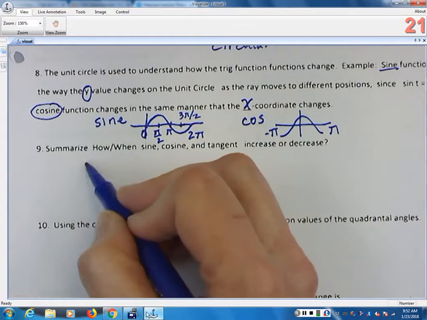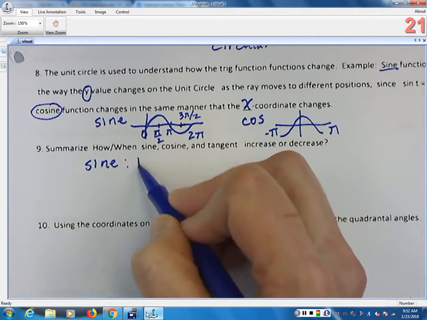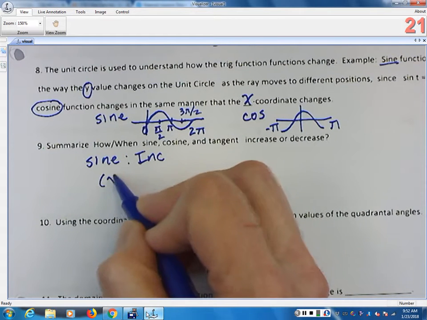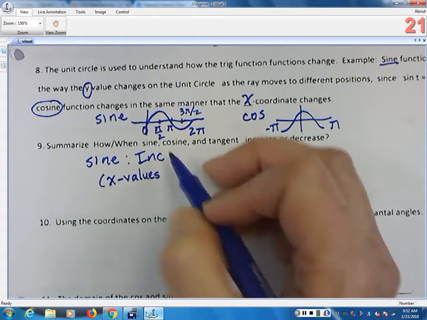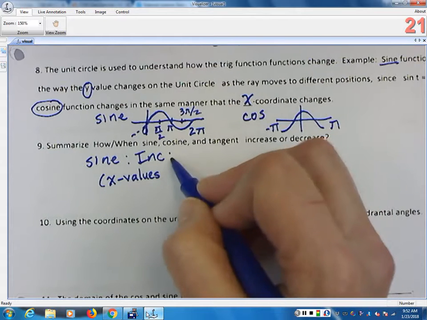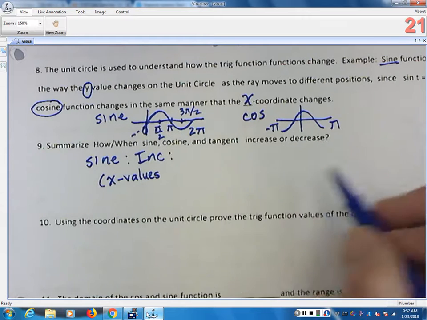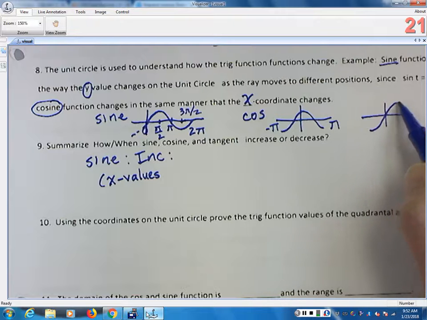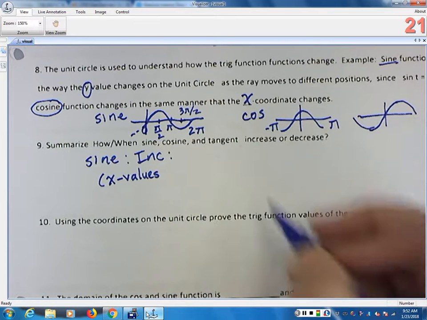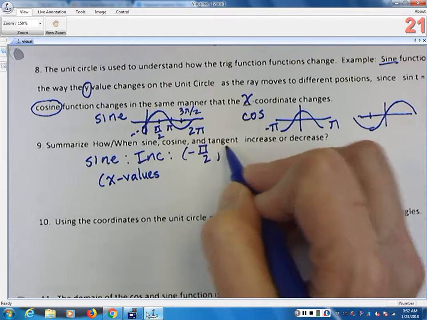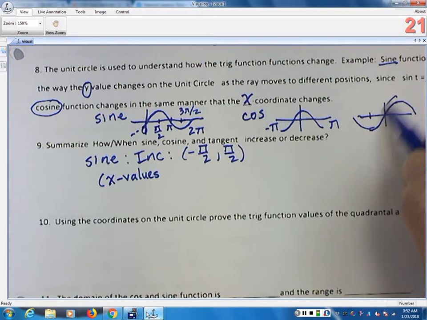So I've got sine is increasing. Remember when we talk about increasing, decreasing, constant, we're talking about x values. It keeps going. So actually this is talking about having sine. I should draw a picture, maybe it's showing this part of it, because I've got sine is increasing from minus pi over 2 to pi over 2. That's here, increasing.